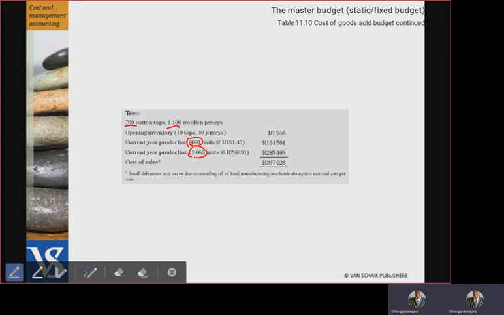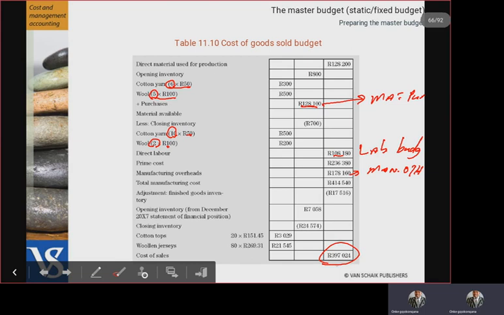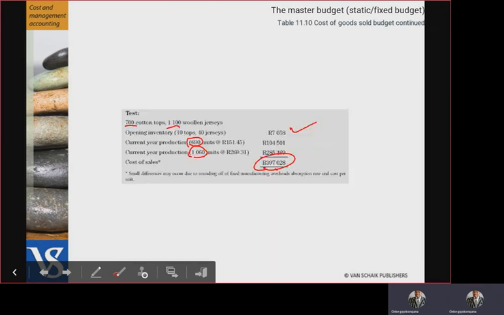Because our understanding is that we're probably using first in, first out, hence the opening stock is going to be part of your sales, and we take out the cost of that. So from the current production, we take out the closing and multiply with the cost per unit. You could see a small difference because of rounding. Otherwise, it was supposed to be exactly this 397,024. And here you've got 397,028. So it's a small difference of 4 rand only. That's the budget that we're talking about.